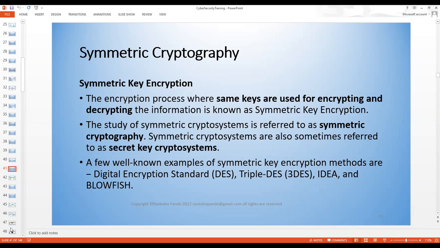Symmetric crypto systems are also sometimes referred to as secret key crypto systems because only one key is used on both sides. Well-known examples of this type of encryption are the Data Encryption Standard, or DES, triple DES, IDEA and Blowfish. Triple DES is mostly used in the credit card industry, where you encrypt with the key three times, or at three levels, and you can add more levels if you feel a need for it, and that can also be done.